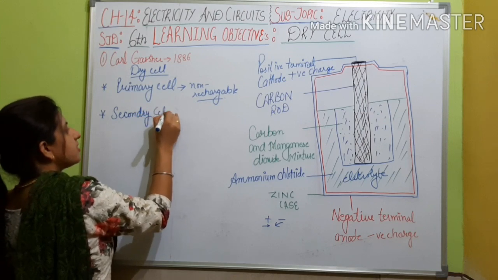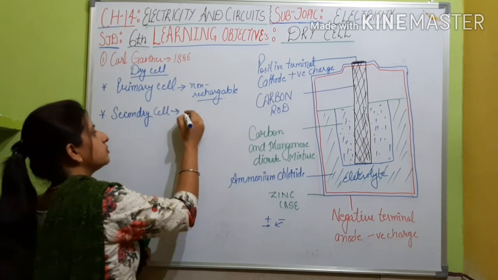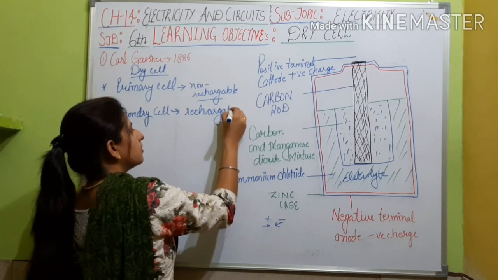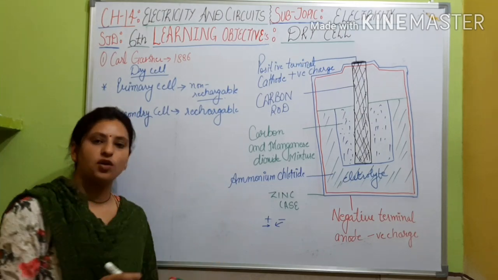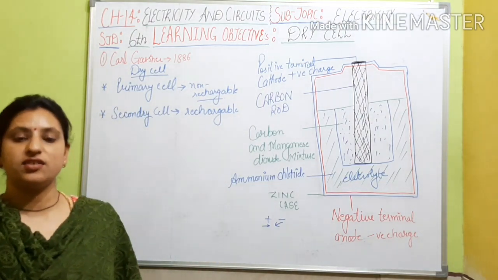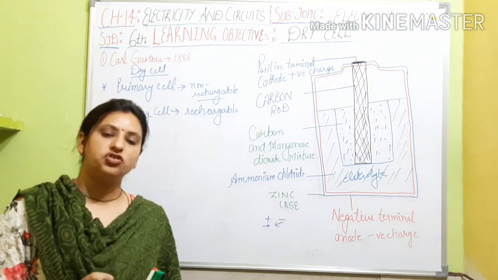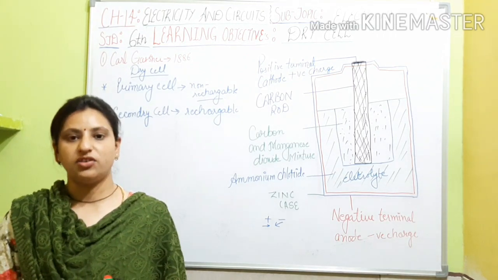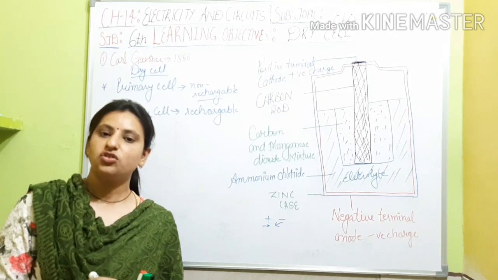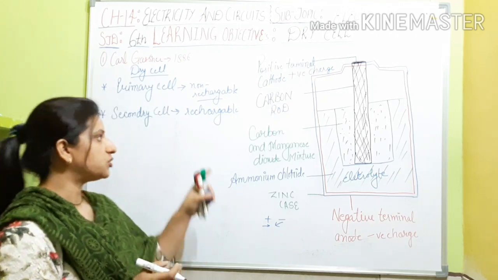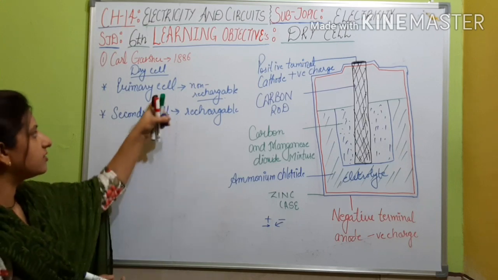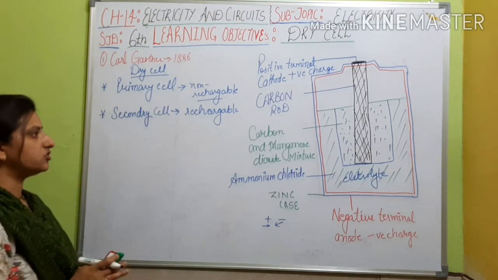And a secondary cell is that cell which is rechargeable. The best example of the secondary cell is your lithium-ion battery, which you use in your mobile, the inverter battery, the car battery, the rickshaw battery. So these big batteries are rechargeable, and they are the secondary cells. And the cell which we are studying today, the primary cell, is non-rechargeable.